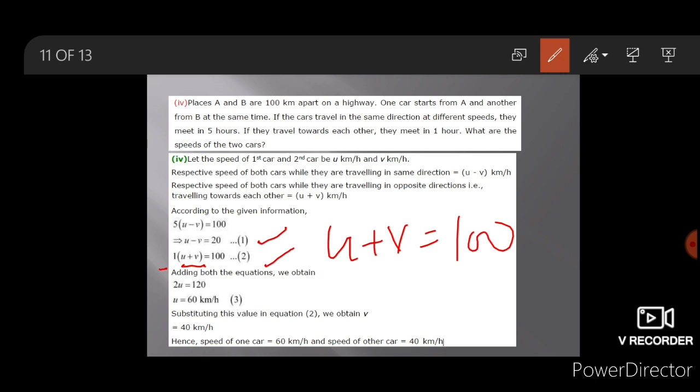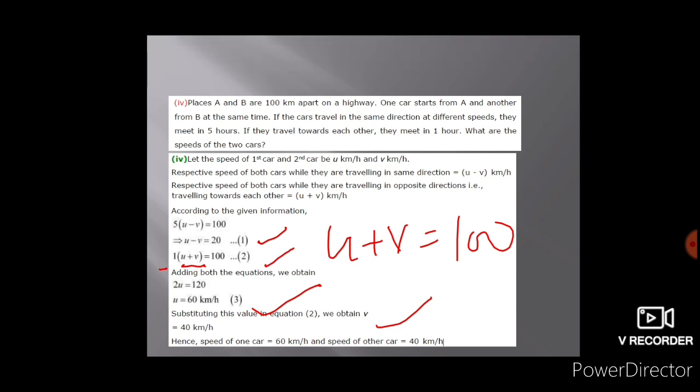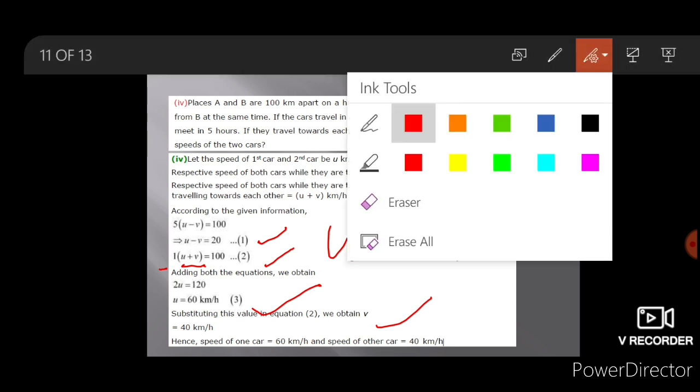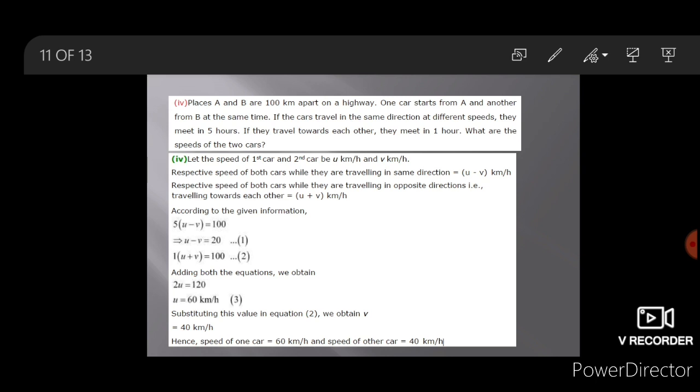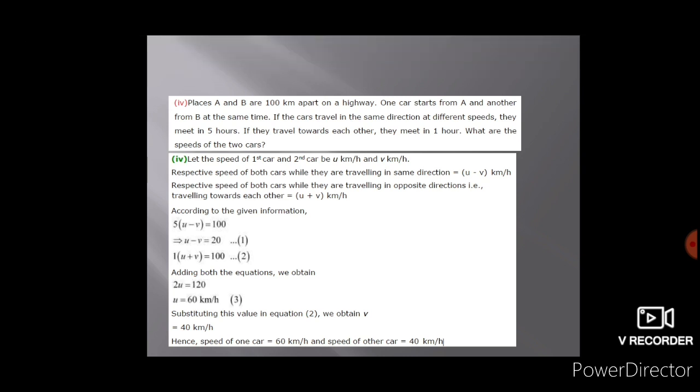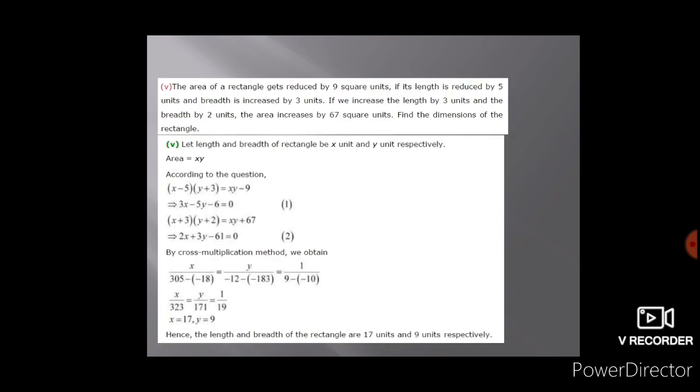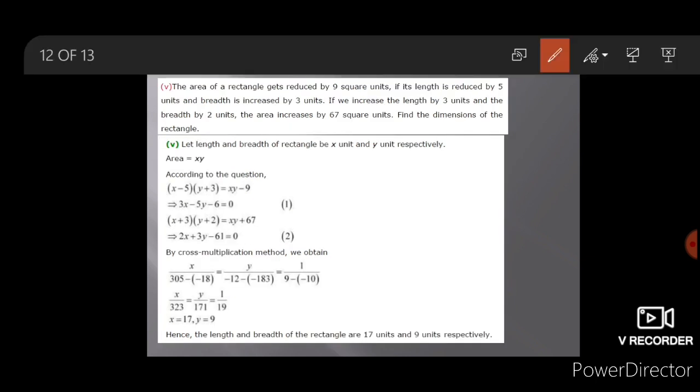Now on solving, we have three methods to solve it. You can use any of the above methods to solve it. We get u is equal to 60 km per hour and v is equal to 40 km per hour. Okay. This is our question, and what we have to find? We have to find the value of A and B. So A and B mean the speed of the first car and the speed of the second car. The speed of the first car is 60 km per hour and the speed of the second car is 40 km per hour.